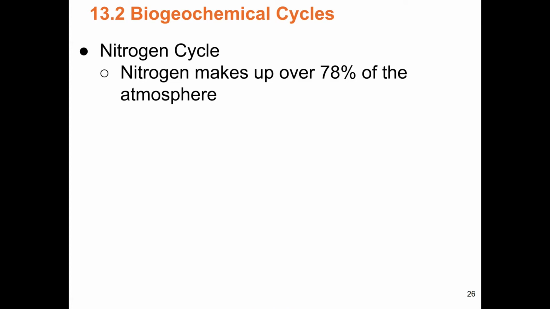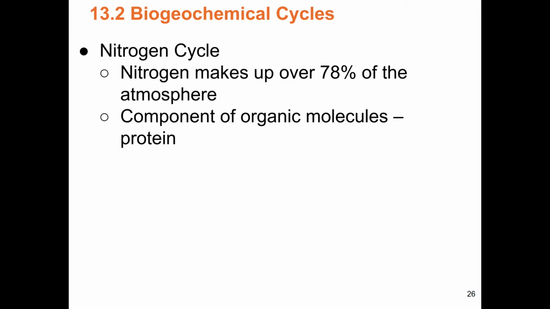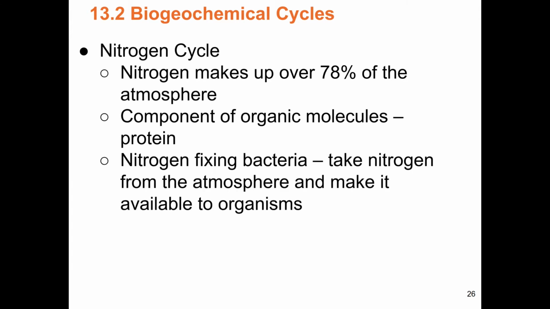We've got the nitrogen cycle. Nitrogen makes up over 78% of the atmosphere. Nitrogen is a key component of organic molecules, very important in making proteins. So the atmosphere is mostly nitrogen, but the only way to get nitrogen into soil out of the atmosphere is either lightning strikes or nitrogen-fixing bacteria. So nitrogen-fixing bacteria are incredibly important in fixing the nitrogen that's in the atmosphere and making it into a form that's available to organisms in the soil.